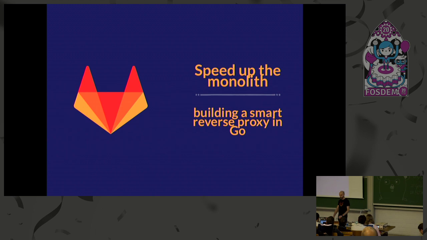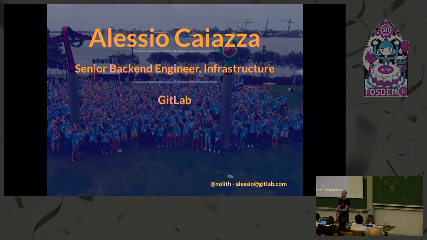OK, thank you. So we're going to build a smart reverse proxy in Go. First, a couple of words about me. My name is Alessio Caiazza. I am a backend engineer in the infrastructure department at GitLab. We are an all remote company, so I am one of those faces back there. We gather once a year, and this is the last gathering, where we meet in New Orleans.